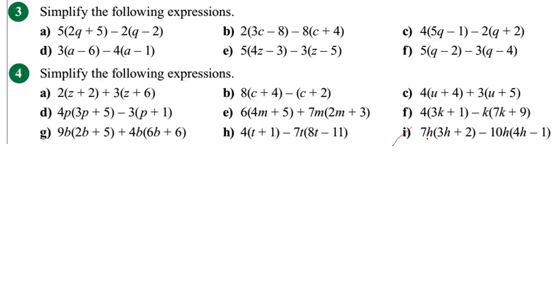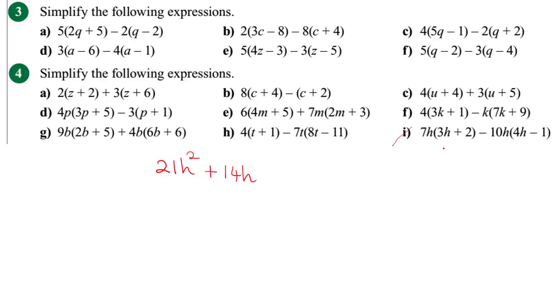So again, we do 7h times 3h. 7 times 3 is 21, so you put 21 there. And then I've got h times h, which is h squared, so I'm just going to join it up with h squared like that. Then you do 7h times 2, which is going to be 14h. And it's positive, so that plus.